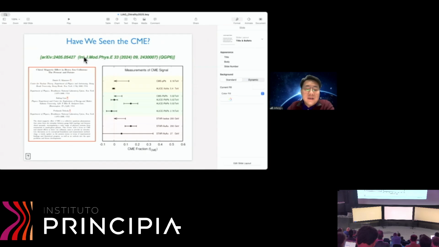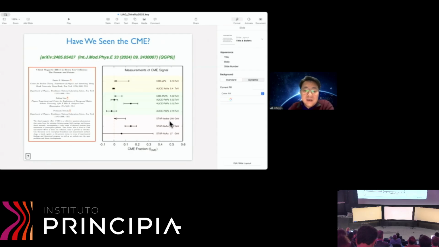This is a relatively recent review that we wrote last year together with Dima and Prithwish. In this article, we try to put together all the different measurements of CME signals from all these different collaborations. You can see that, until we wrote this review, there were very good indications of these signals, especially in the RHIC regime, at 200 GeV or 27 GeV. We do see some finite signal, and of course the error bars are still large.